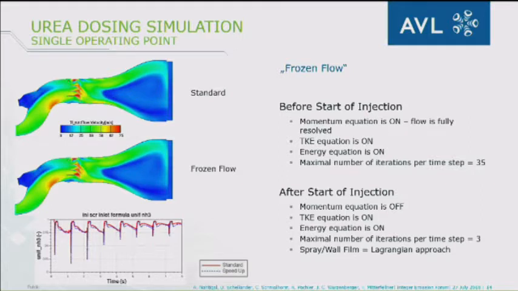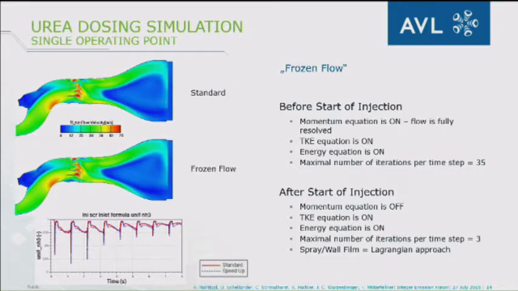So what is frozen flow? Before the start of injection, all the important equations are turned on. This means momentum, turbulence, and energy equations, and the maximal number of iterations per time step is 35. Then after we reach the steady condition, we switch off the momentum equation, which leads to a speed up of the whole simulation. And we see on the left-hand side the comparison between the standard approach and frozen flow.